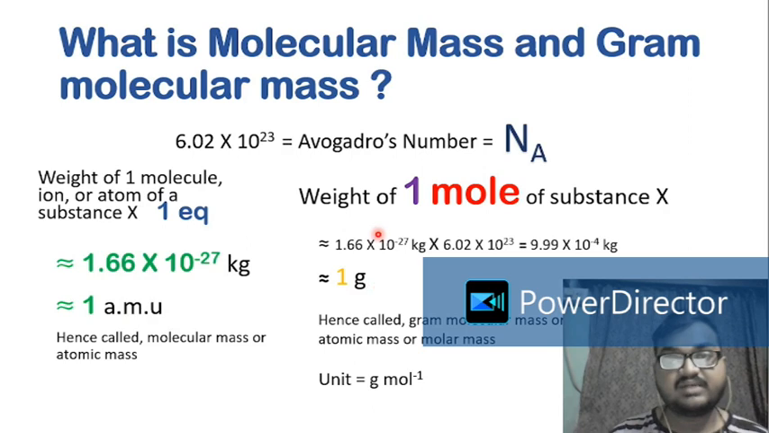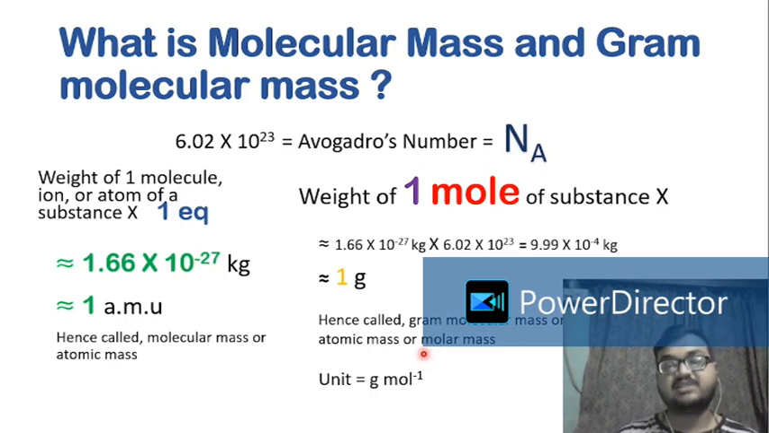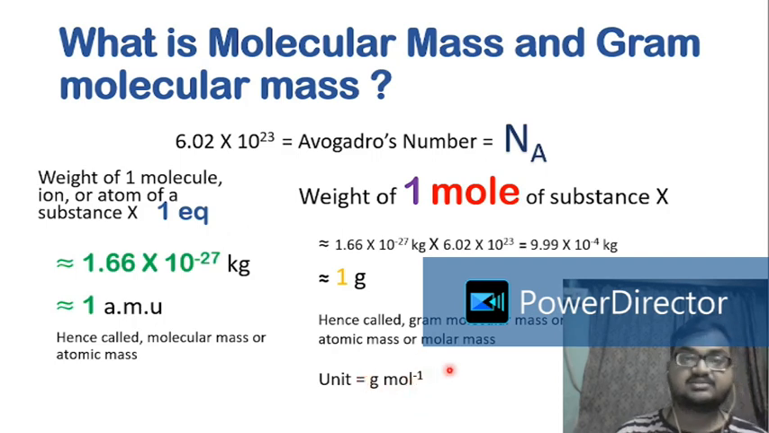We get the weight of 1 mole of a substance, and this weight of 1 mole of a substance is called gram molecular mass or gram atomic mass, because it is expressed in gram. We can also simply call it molar mass, because it is the mass of 1 mole of the substance, and the unit will be gram per mole, because it is a weight in gram of 1 mole of a substance. So for water, as we earlier told, it will be 18 gram per mole.